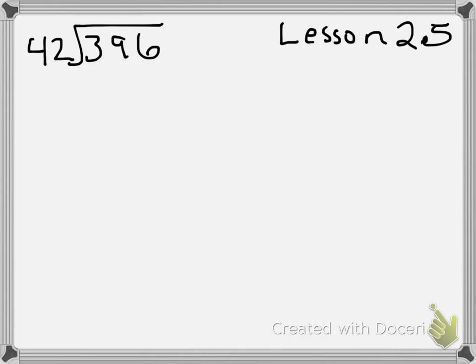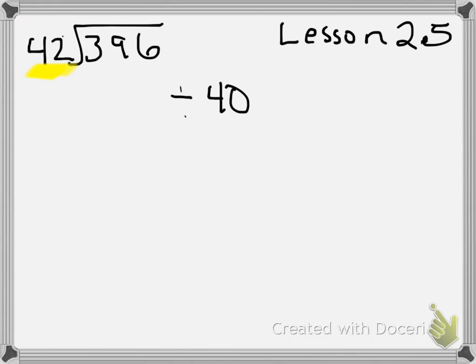In lesson 2.5, we are learning how to estimate with double digits when we're dividing. So notice we have two digits here, and we're learning how to estimate in this division process. The first thing that I do is I round my divisor, the number that has two digits right over here. So 42 looks like it's going to go to 40, because the 2 tells me to go down. So I'm going to round that to 40.